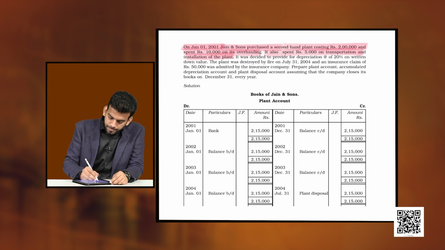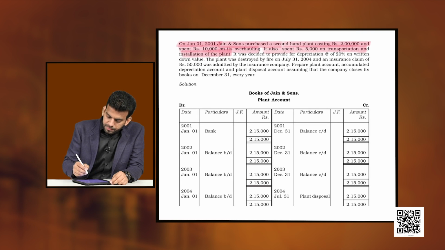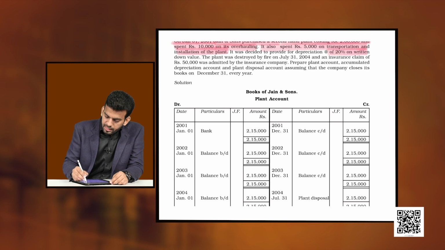Now, it was decided to provide for depreciation at 20% on written down value. Here, the method of depreciation is the written down value method. So, before starting this, I would like to give you a quick recap of the methods of depreciation: what is written down value and what is the straight line method.